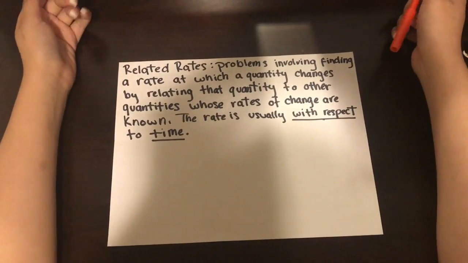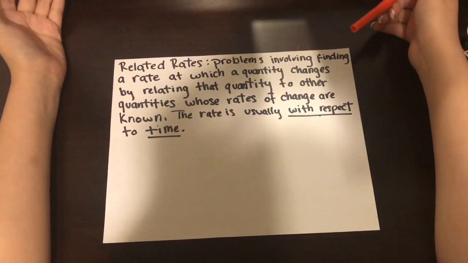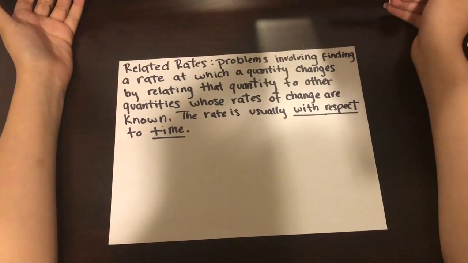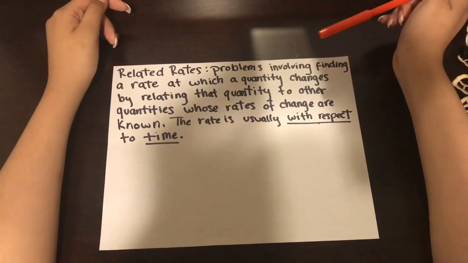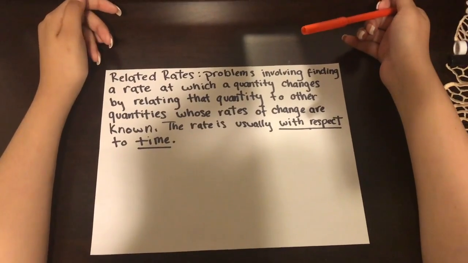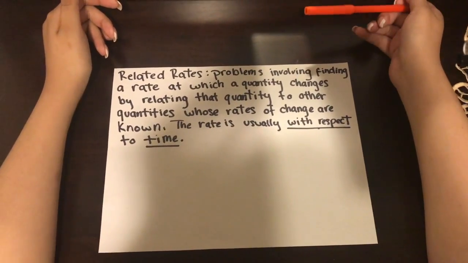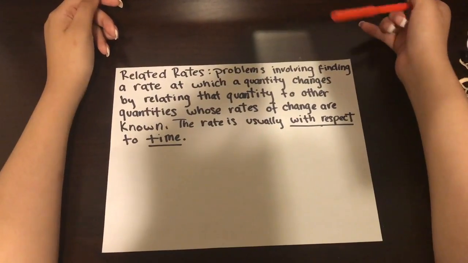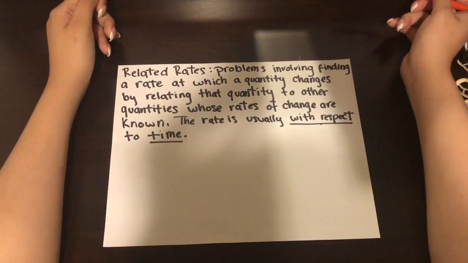Today I'm going to be teaching about related rates. Now let's start off with the definition. Related rates are problems involving finding a rate at which a quantity changes by relating that quantity to other quantities whose rates of change are known. The rate is usually with respect to time.